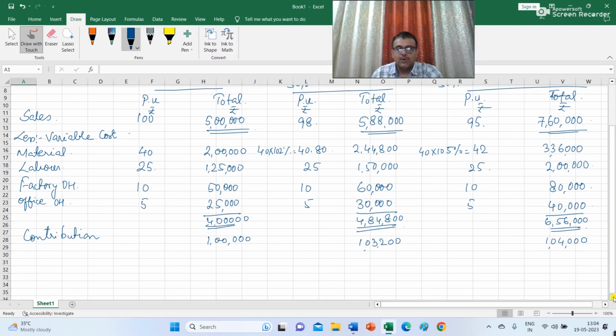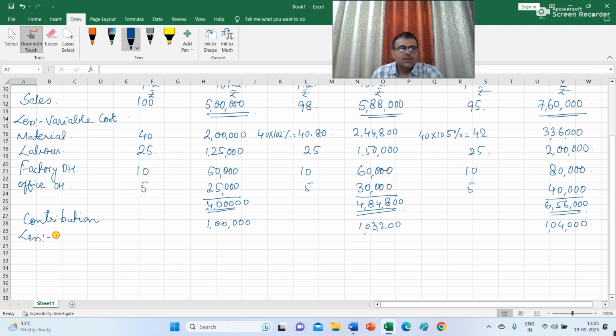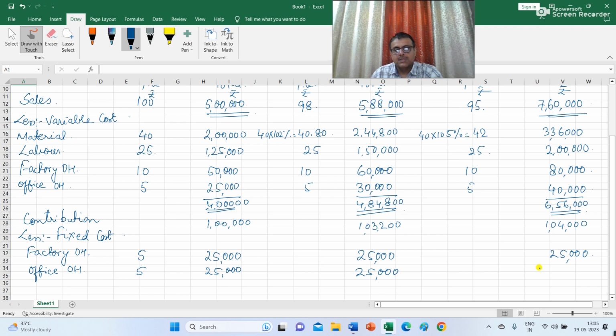Then from this contribution, we are going to subtract the amount of fixed cost. And we have two elements of fixed cost. One is the factory overhead. Factory overhead per unit is given at rupees 5 at 50% capacity level. So we will get a fixed factory overhead of 25,000 at 50%, and that will remain fixed at 60% and 80%. And the fixed office overhead is also rupees 5, so 25,000 is the fixed office overhead at 60% and 80%.